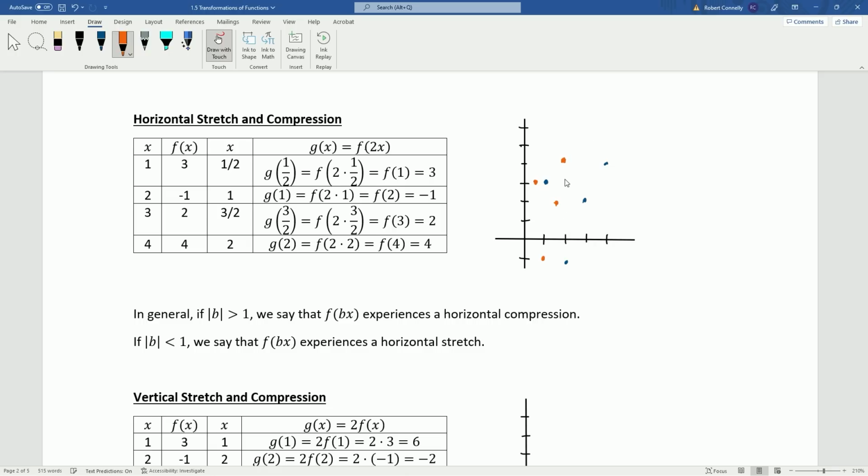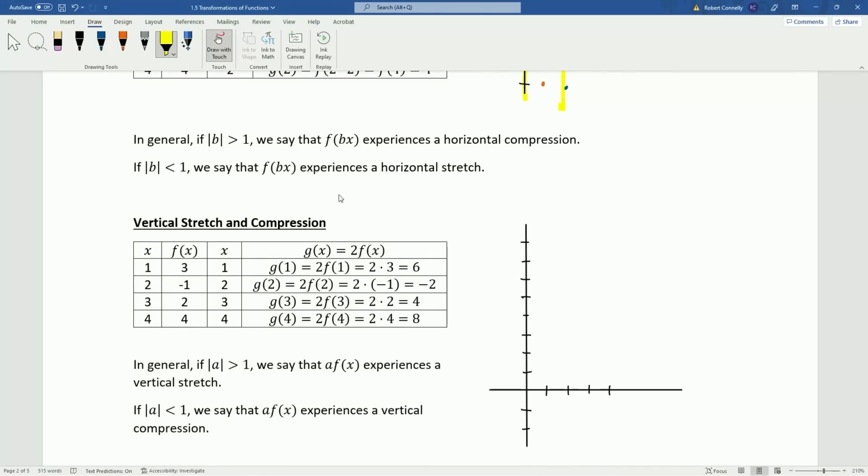So what you should see here is that the behavior of our function sort of shrunk to where the same behavior is occurring in half the space that it was occurring in before, right? So in general, if the absolute value of b is greater than 1, we say that f of b times x experiences a horizontal compression by a factor of b. And if the absolute value of b is less than 1, we say that it experiences a horizontal stretch by a factor of b.